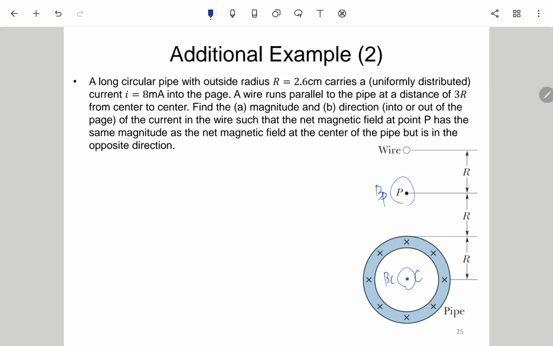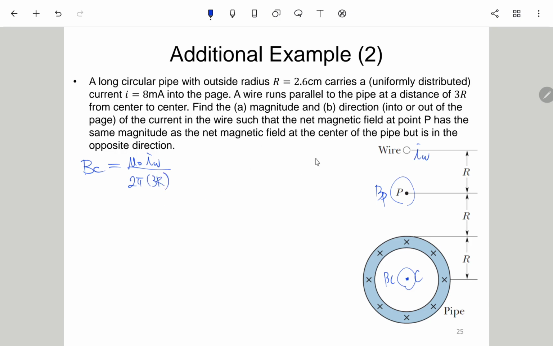Okay, so first we try to find the expression of BC, which means the B field at the center of this pipe. This is easier because this pipe won't generate B field at its center. Actually, this wire will generate B field at this point. So BC should be mu 0 IW over 2 pi and then 3R, where we consider this is the IW.